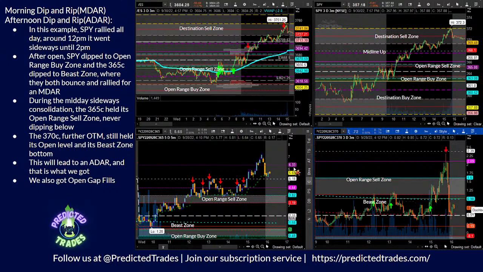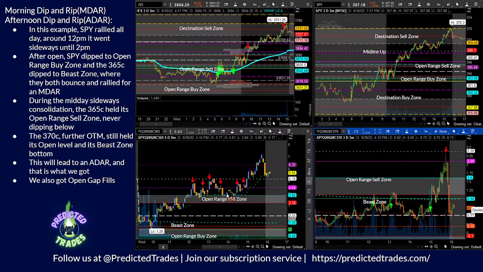So this is just another example, and on these calls, they open, they dip to our buy zone, our beast zone, at about $1.30 to $1.50. They ride up and rip to $5. We get our afternoon dip at the sell zone, what used to be a sell zone, but now that we're above it, it can become support.